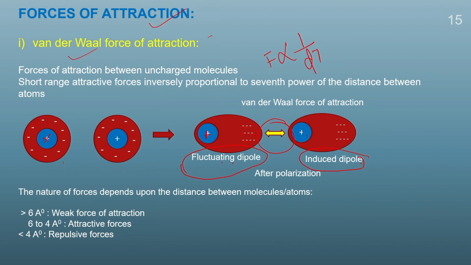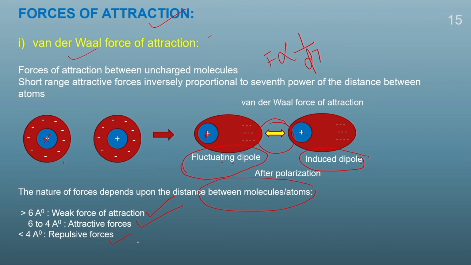The nature of this force depends on the distance between the molecules and atoms. If the distance between the two atoms is greater than 6 angstrom, then it will be a weak force of attraction. If the distance between these two is 6 to 4 angstrom, then it will be an attractive force. If it is less than 4 angstrom, then it will be a repulsive force. So, this van der Waals force can be attractive as well as repulsive.